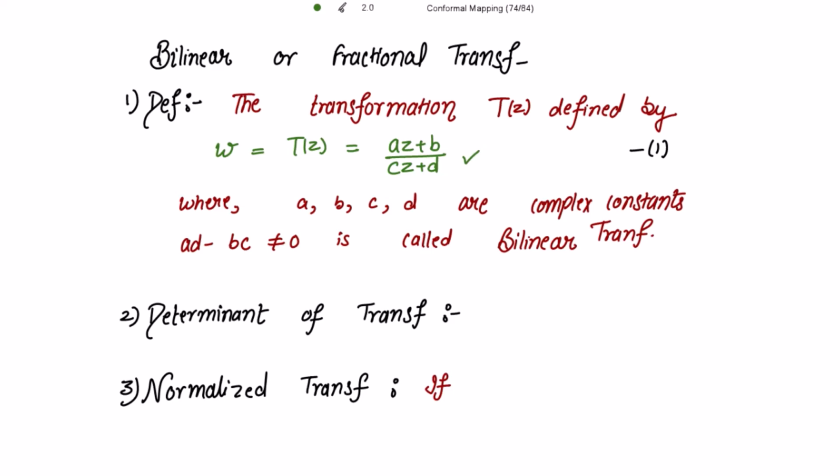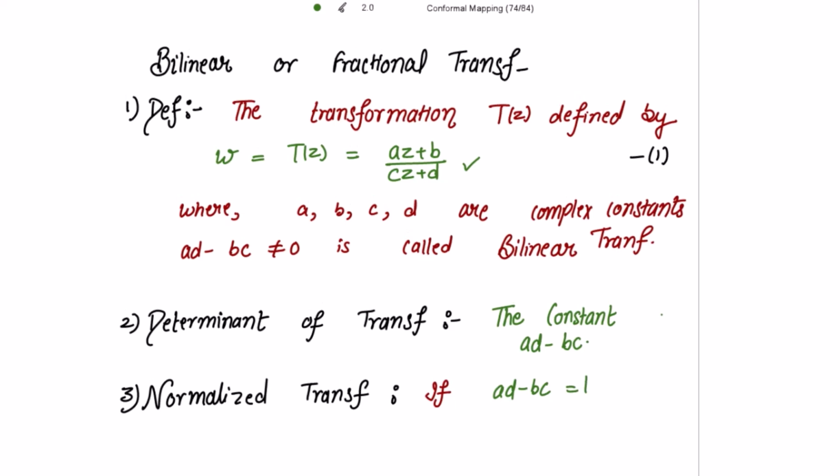Second is the determinant of this transformation. What is the determinant of this transformation? The determinant is the constant ad minus bc. Whatever you are getting as the constant ad minus bc, that constant is the determinant of this transformation. Then, this transformation is normalized if this constant ad minus bc becomes 1, and then we say that this bilinear transformation is said to be normalized.